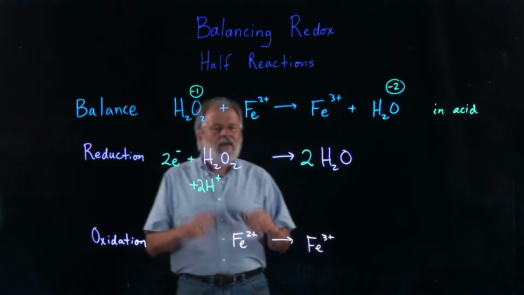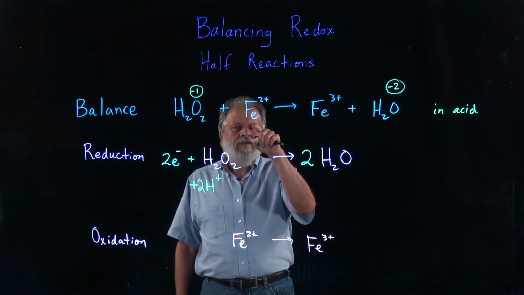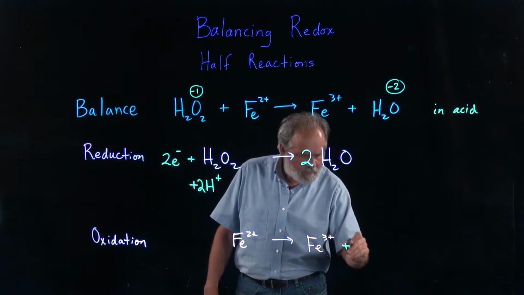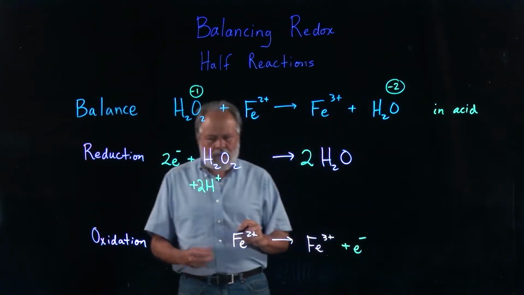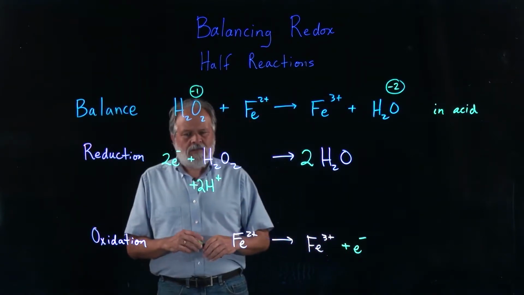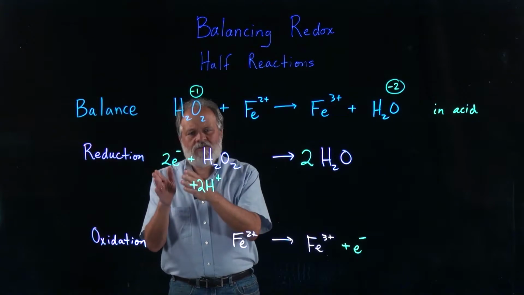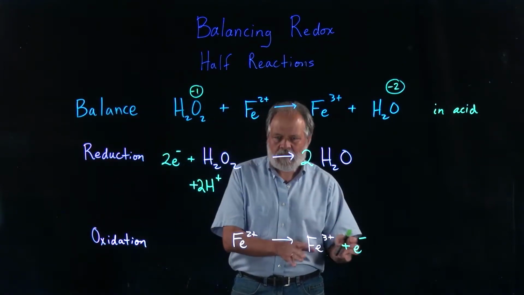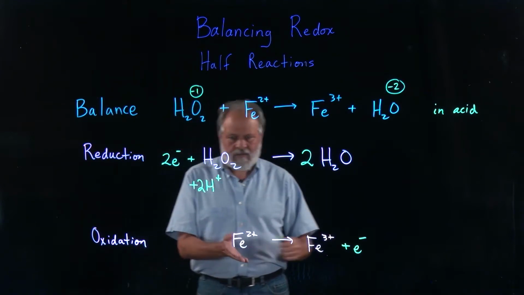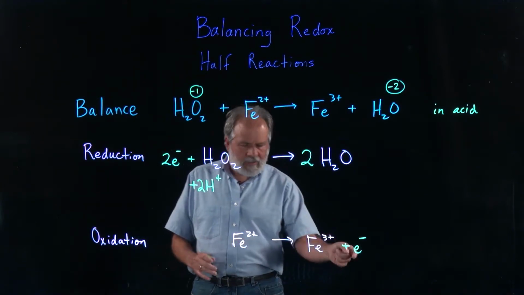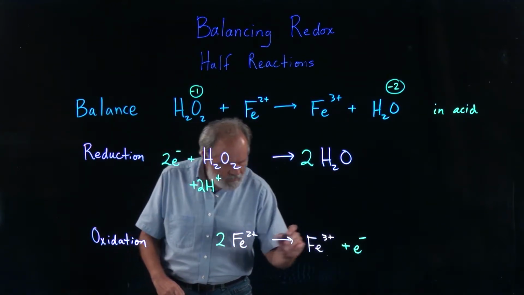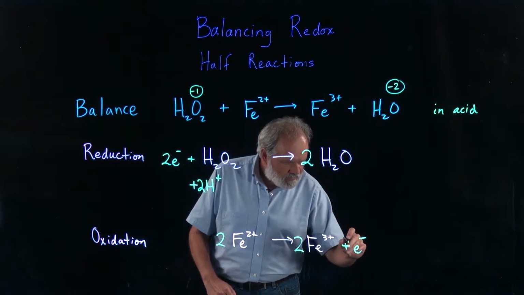Now the other half reaction is really trivial. If you go from iron 2 to iron 3, you have to lose 1 electron to do that. So this is the oxidation half reaction. The reduction requires 2 electrons, but the oxidation only gives 1 electron. So we have to double the number of times that you run this half reaction in order to get the 2 electrons you need for this. We're just going to put 2's out front: 2, 2, and 2.